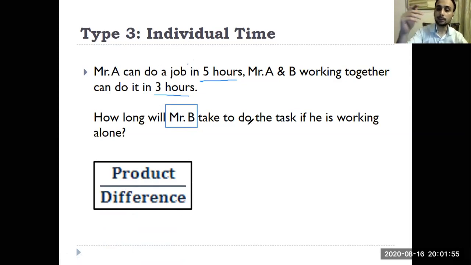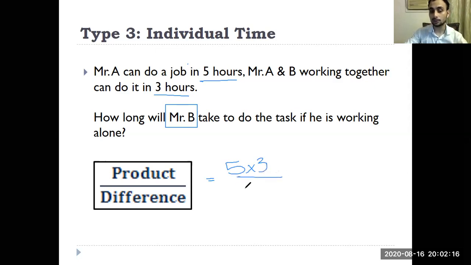अब हम लोग ने type 1 में क्या किया था? When we were trying to figure out the combined time, we did product divided by sum. Now we're trying to figure out the individual time. We're doing product divided by the difference. So what is the product going to be? The product is going to be 5 into 3. Individual time multiplied by combined time. And the difference is going to be what? The greater number subtracted from the smaller number. So 5 into 3 is 15, divided by 5 minus 3 is 2, and that gives you 7.5.